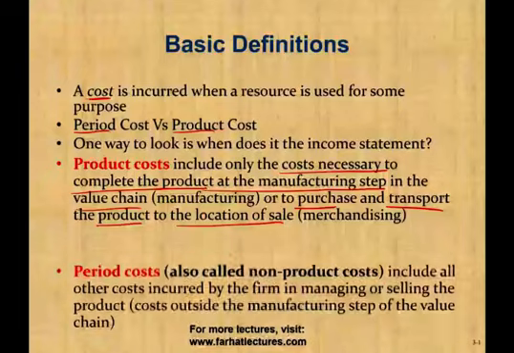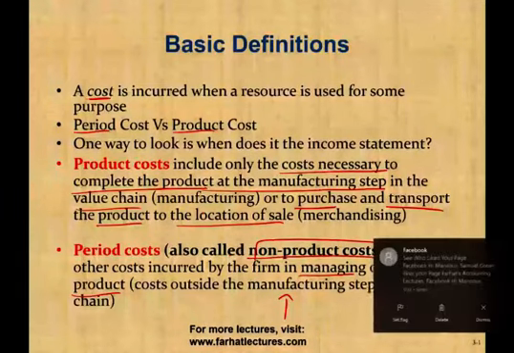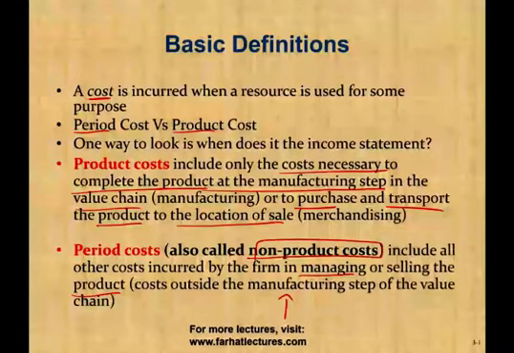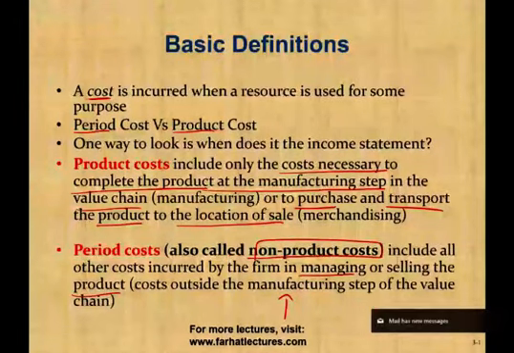Period cost, on the other hand, also called non-product cost, to differentiate that it's non-product, includes all costs incurred by the firm in managing or selling the product. So it has nothing to do with the product itself. It's outside the manufacturing steps of the value chain. The period cost has nothing to do with actually manufacturing the product. So I want to show you this picture to show you how this works. I want you to look at this picture on the next slide.